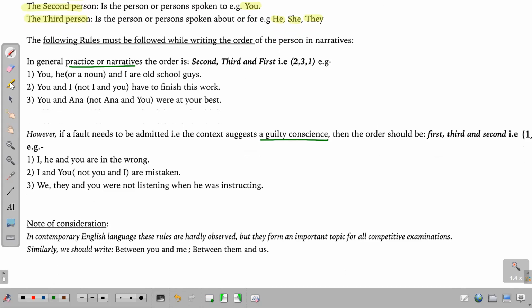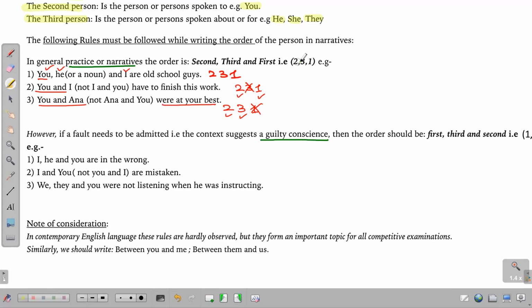For example, look at this sentence: "You, he, and I are old school guys." So it's 2 3 1 that we need to keep in mind. Here we have you as 2, he as 3, and I as 1. So it's 2 3 1. When any one is missing, for example, you and I, the 3 is missing. So it should be 2 and 1, and not I and you. Similarly, you and Anna has 1 missing. So 2 and 3: you and Anna, not Anna and you. So just keep this in mind.